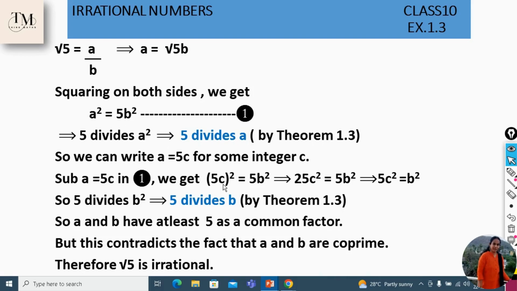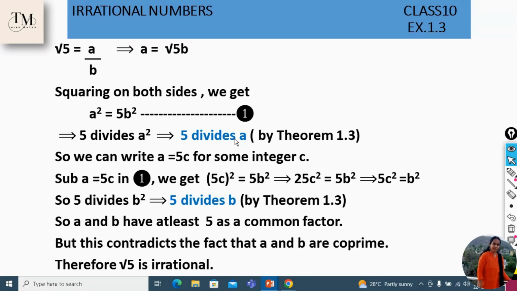We get 5c square equal to 5b square. That is, 5c whole square is nothing but 25c square, which is equal to 5b square. So dividing by 5, we get 5c square equal to b square. So b square is a multiple of 5. This means that 5 divides b square. So by theorem, 5 divides b.